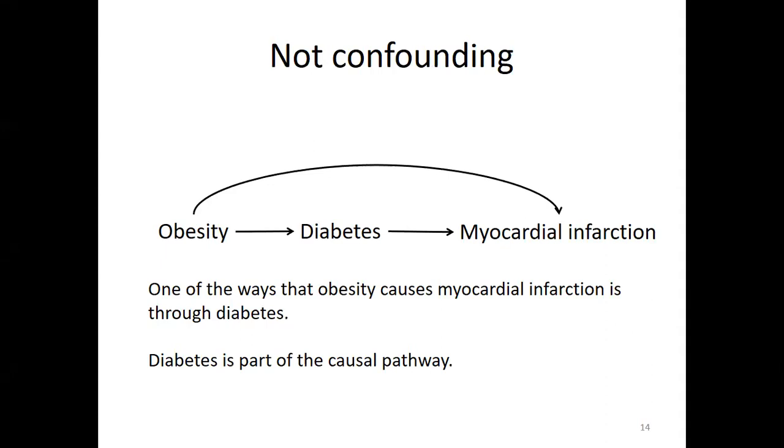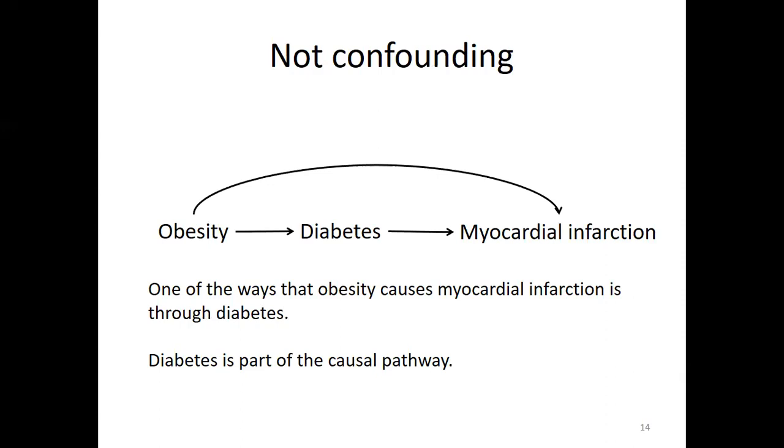So just because you can put things in this sort of diagram where you have three characteristics and arrows going between them doesn't mean it's necessarily confounded. You have to pay attention to the direction of the arrows. If we're interested in the association between obesity and myocardial infarction, diabetes is not a confounder here, right? It's still going to be associated with your exposure, it's going to be associated with your outcome, it will change your effect estimate, all those sorts of things. But it's not a confounder because it's actually on the causal pathway, right? One of the ways that obesity causes heart disease is through diabetes.